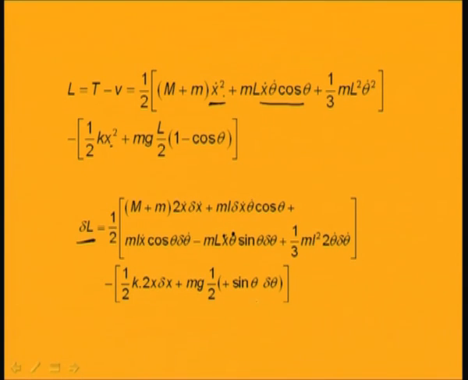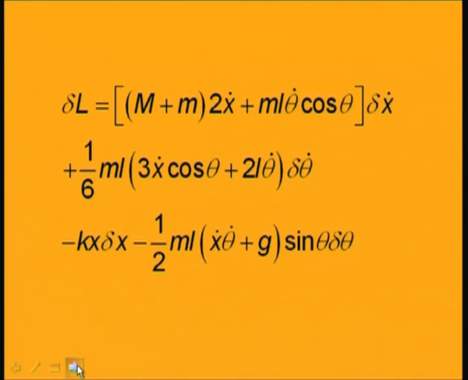So mg into, this term you can write, this is equal to L by 2. And this 1, differentiation of 1 is 0, and minus cos theta becomes plus sin theta, and theta differentiation with delta, so this becomes delta theta. So now you can take these terms. L you now know. So you can write this delta L equal to (m plus m) x dot plus m L theta dot cos theta into delta x dot.